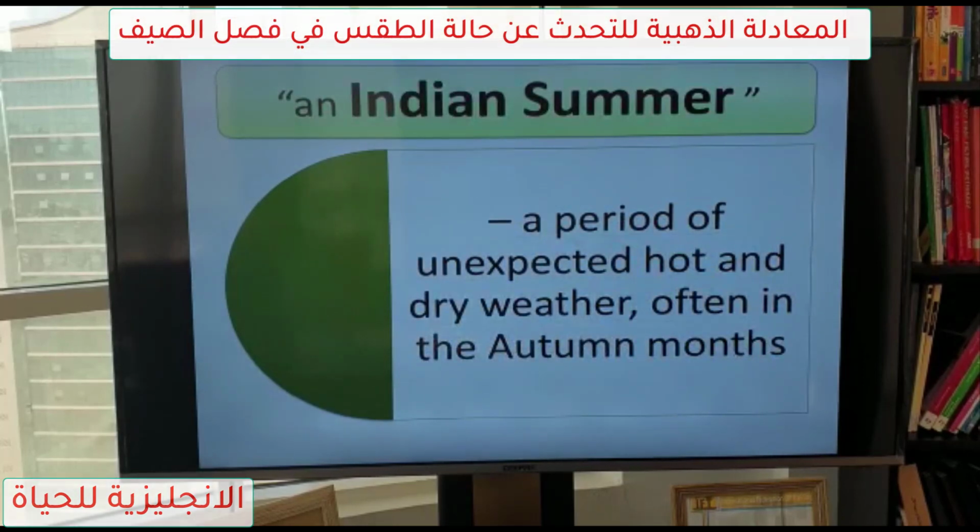The second idiom is an Indian summer. What does it mean? It means that it is a period of unexpected hot and dry weather, often in the autumn months. In the autumn months, we expect that the weather will be cooler, will be moderate, but not hot. But when it comes to be hot and it is unexpected, we can say an Indian summer.